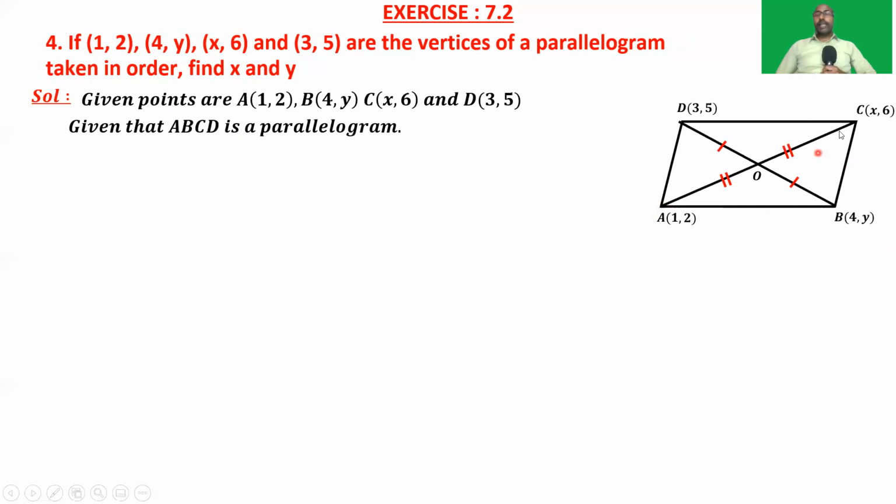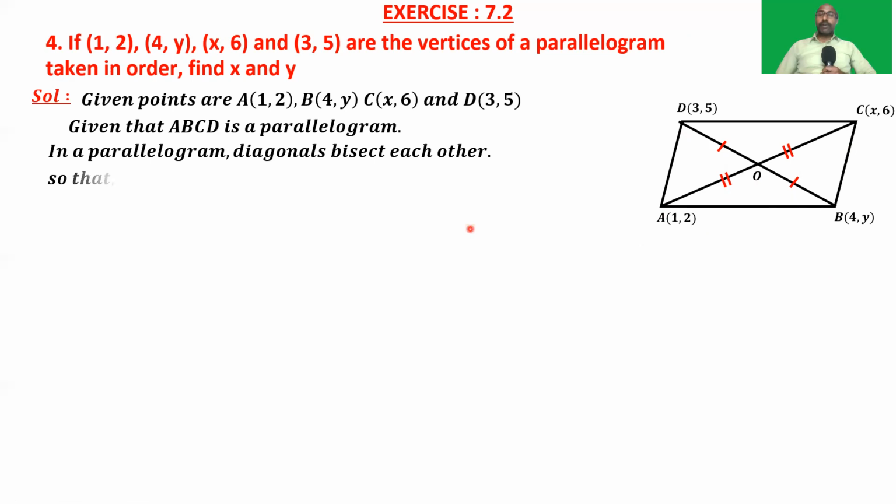And we know that in a parallelogram, diagonals bisect each other. That is, the intersection point of diagonals is the midpoint of them. Here AC and BD are intersecting at O, and we know that AC and BD bisect each other, so the midpoint of AC is the midpoint of BD, which is equal to O. So we know that the midpoint of AC is equal to the midpoint of BD.